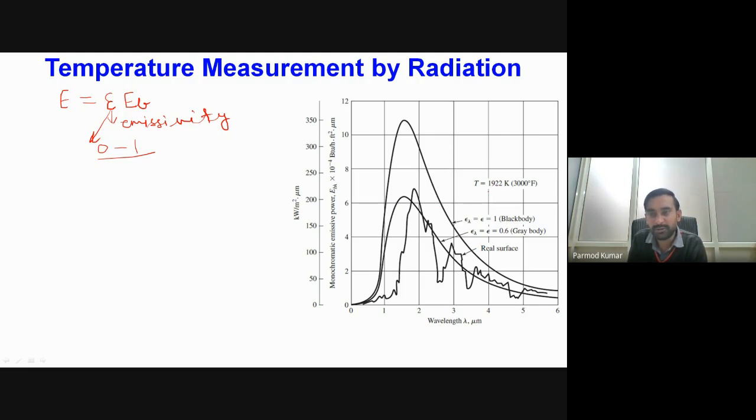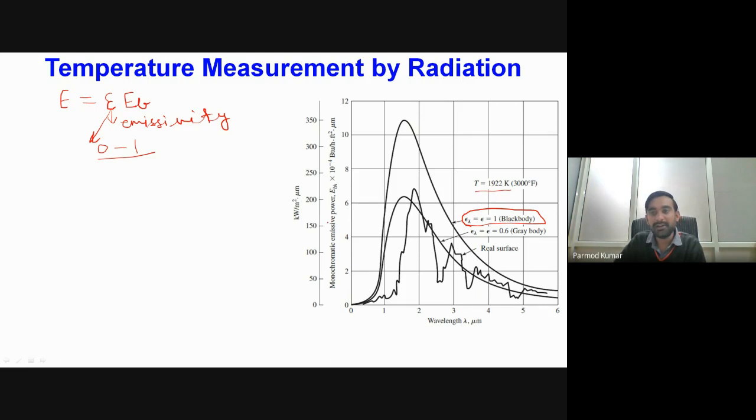For a single temperature of 1922 Kelvin, I have shown here the emissive power as a function of wavelength. You can see the curve with the highest peak and greater emissive power at each and every wavelength corresponds to an emissivity of 1. Here we are considering that emissivity is equal to 1, so that body is known as a black body.